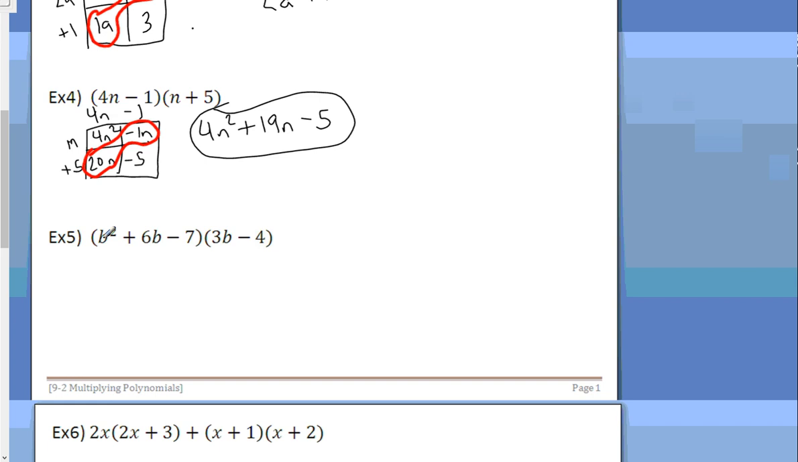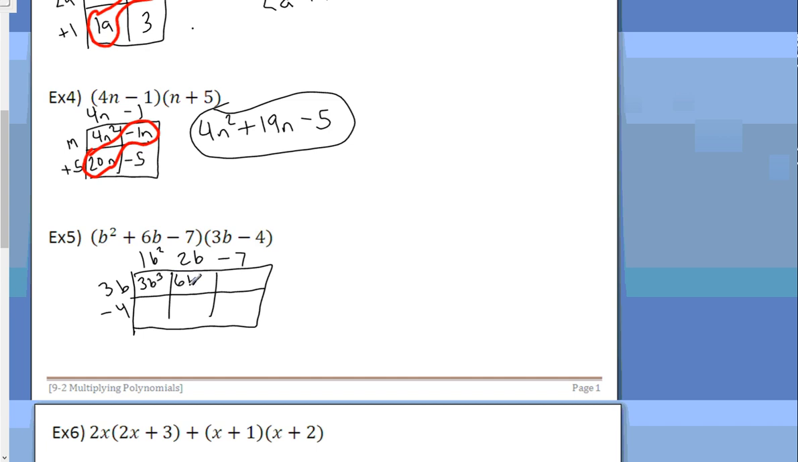All right, next problem. This time I'm multiplying two parentheses, and I have 3 things here. So this time I'm going to do a 2 by 3 because there's 2 things in the second one and there's 3 in the first one. So I'm going to do 3 this way and 2 that way because I have a longer paper this way. All right, so I have 1b squared, 6b, negative 7. I have 3b minus 4. 3b times 1b squared, well, 3 times 1 is 3. B squared times b is b times b times b, which is b to the third. 3b times 2b is 6b squared.